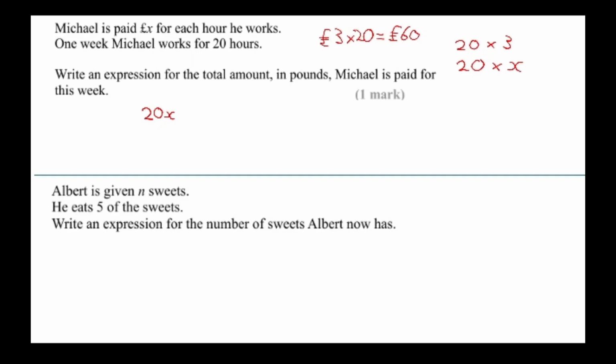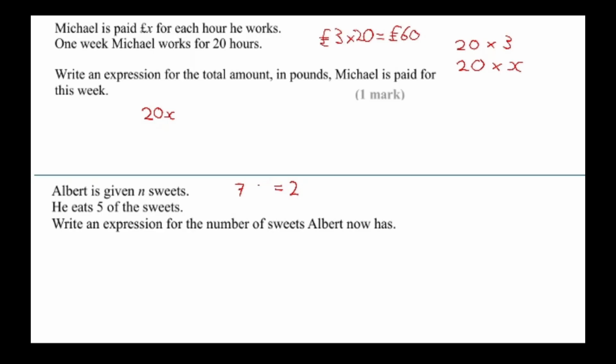Okay, final question. So Albert is given n sweets and he eats 5 of those sweets. He eats 5 of those sweets. Write an expression for the number of sweets that Albert now has. Okay, well again, let's use a number. Let's say we use the number 7 in this situation. So let's say he had 7 sweets and he's eaten 5 of them. Does he have more or less than he started with? He has less. If he's eaten 5 of them, he now has 2.